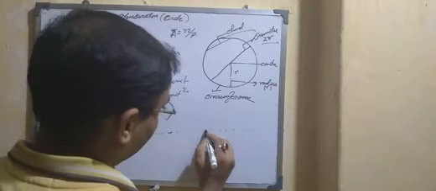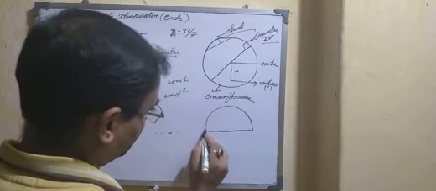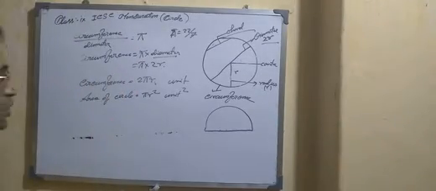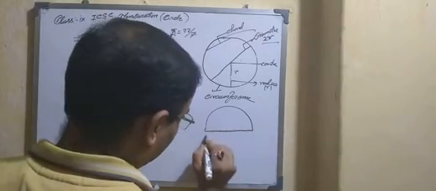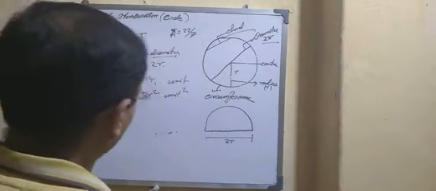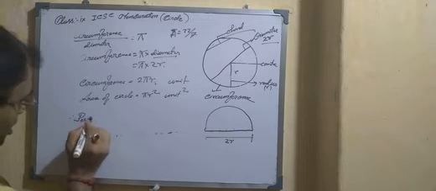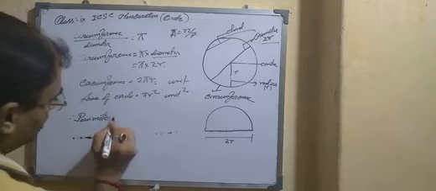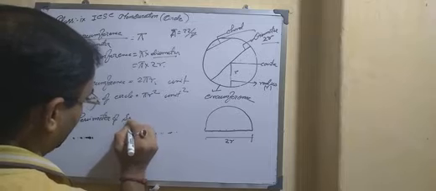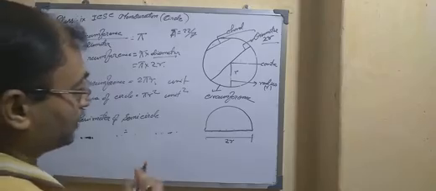For the case of half circle, okay, we have to find out the perimeter first. Perimeter or circumference both the same. This portion is r plus r, that means 2r. Okay, therefore perimeter of half circle, or you can write semicircle, equal to what will be?